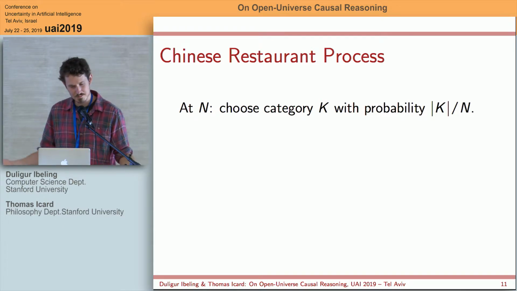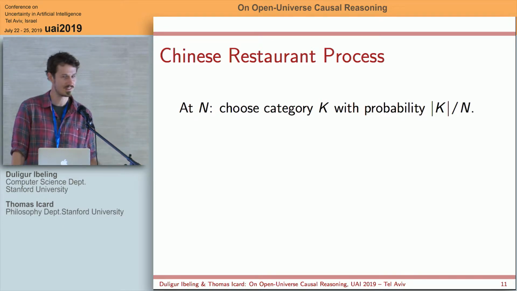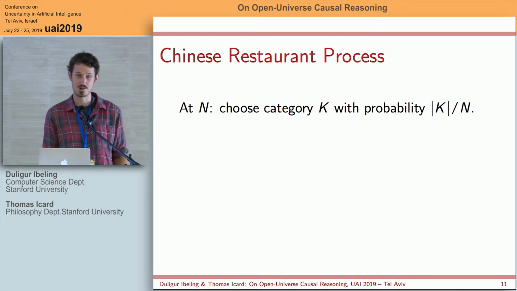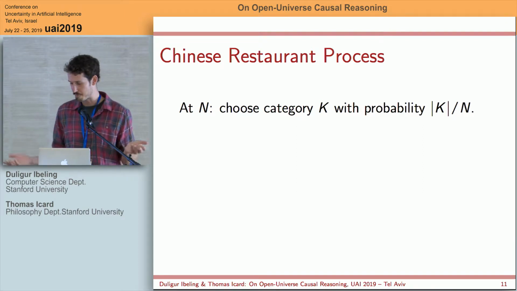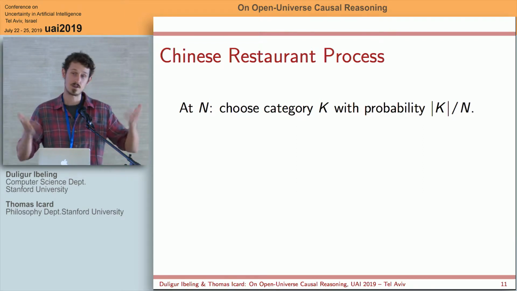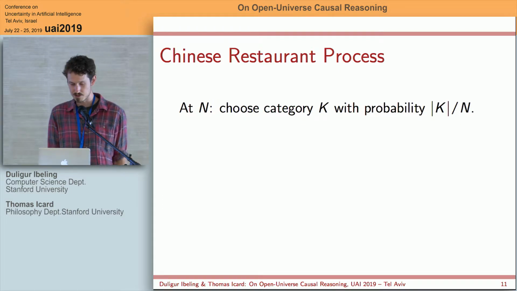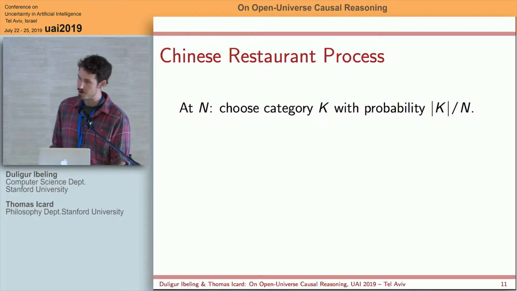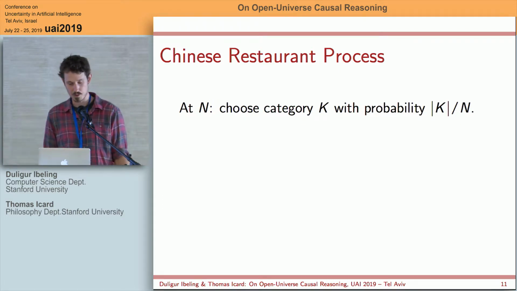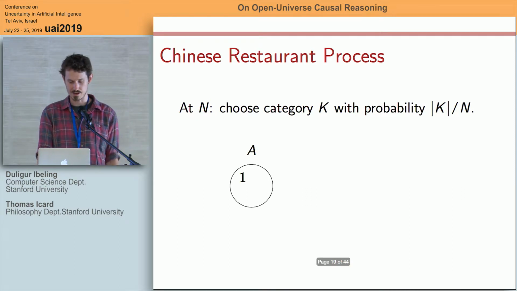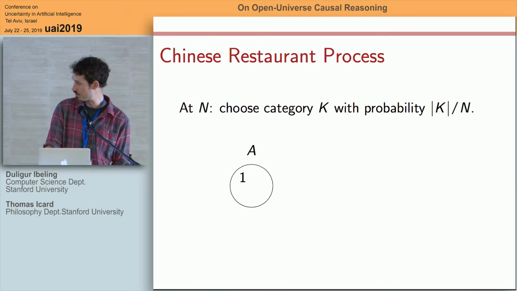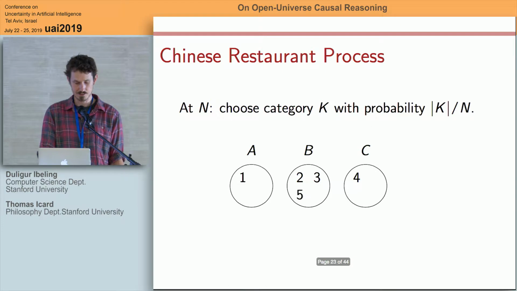So just to give a very simple example, the simplest kind of interesting example of an open universe simulation program, imagine something like a very basic Chinese restaurant process where I'm generating an infinite partition on the natural numbers, and at stage n, I choose a category with probability given by the size of that category over n, and then I generate a new category with probability 1 over n. Suppose I end up doing something like this, assign 1 to A, 2 to B, and so on.